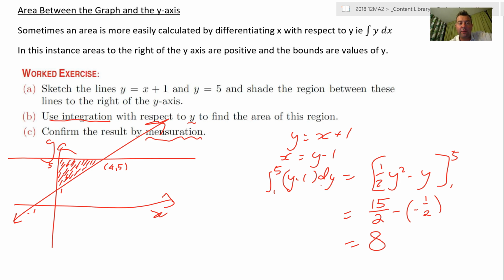Righto, confirm the result by mensuration. Okay, for part C, area equals half the base times the height equals 8. We'd look at 8. Anyway, that's how we do these.